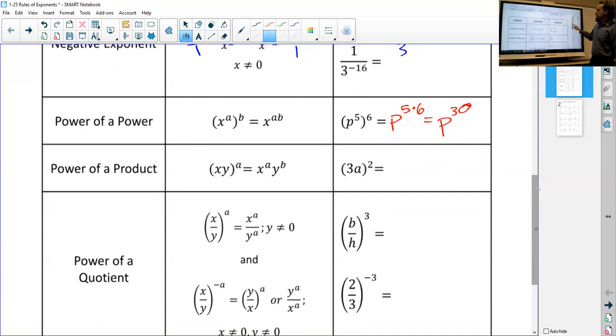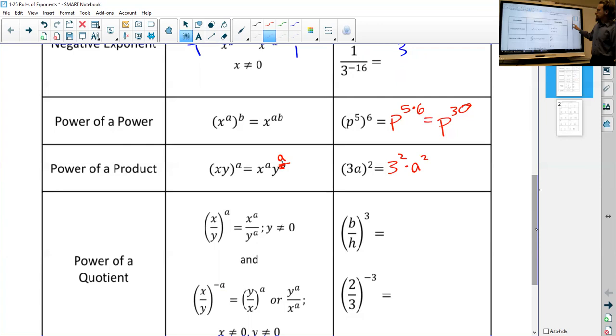So (xy) to the a power is x to the a times y to the a. I don't know why this says b. That's a typo. This should say y to the a power. So they're both raised to whatever the power is on the outside. So (3a) to the 2nd would be 3 squared times a squared.